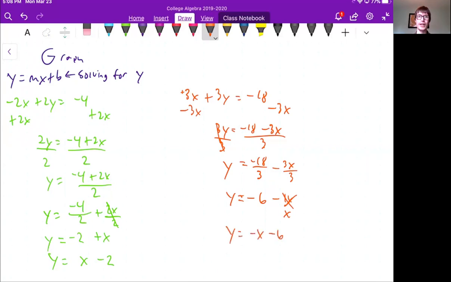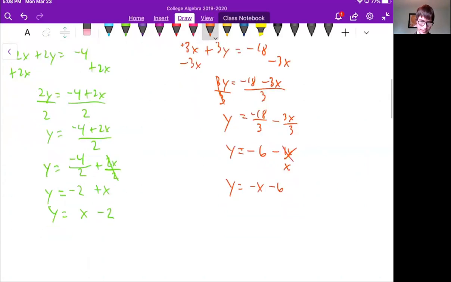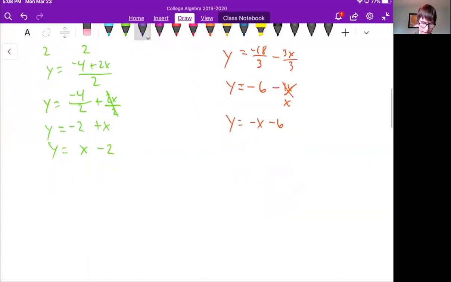Okay, cool. We've got our two equations. Now we should graph them. Actually put them on a graph. So let's go ahead and make a graph here.